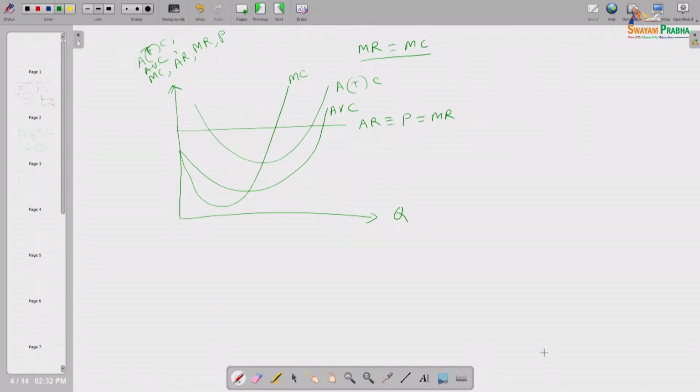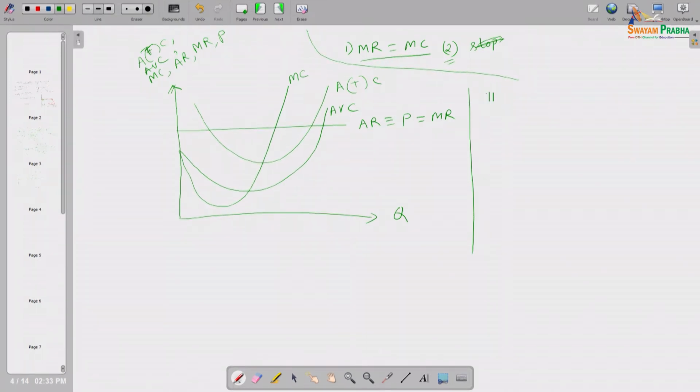So, we know that to maximize profit there are two conditions: the first order condition, MR equals MC, and the second order condition, on the slope of MR. If you can remember, we derived the two conditions of profit maximization in the last lecture or some previous lecture. So, let us derive that again.